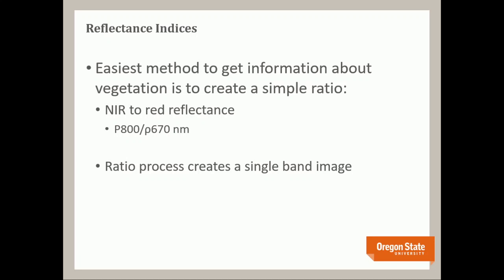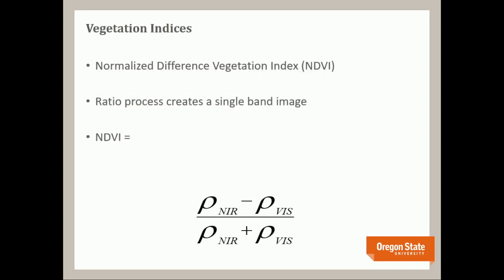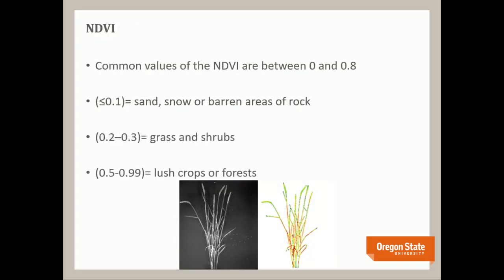The ratio process creates a single band image. Among vegetation indices, the most widely used and widely accepted is the normalized difference vegetation index. It is the ratio of near infrared minus visible over near infrared plus visible band. Common values of NDVI are between 0 and 0.8: less than or equal to 0.1 is sand, snow or barren area of rock, 0.2 to 0.3 is grass and shrub, and 0.5 to 0.9 is lush crops or forest.